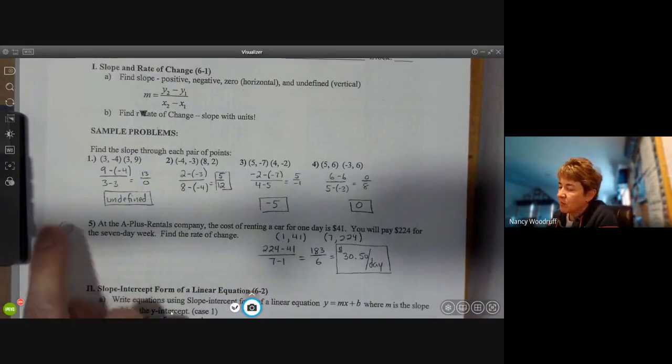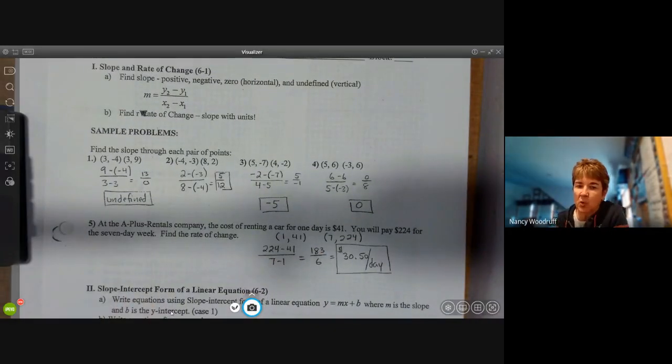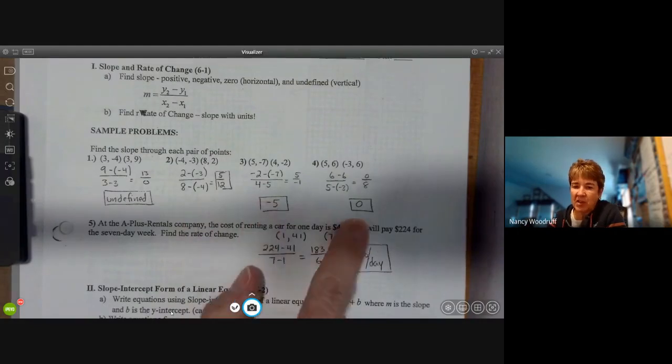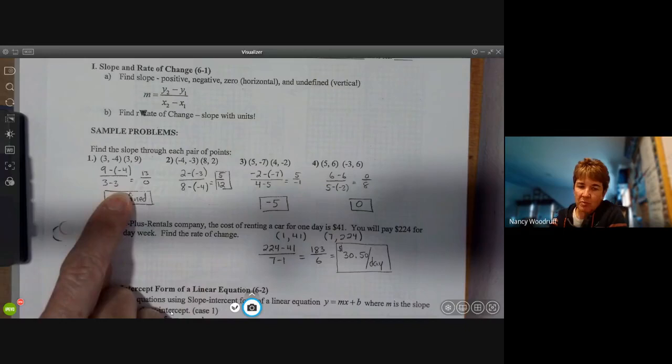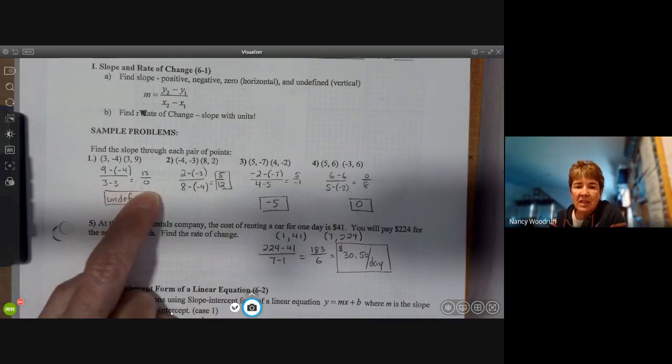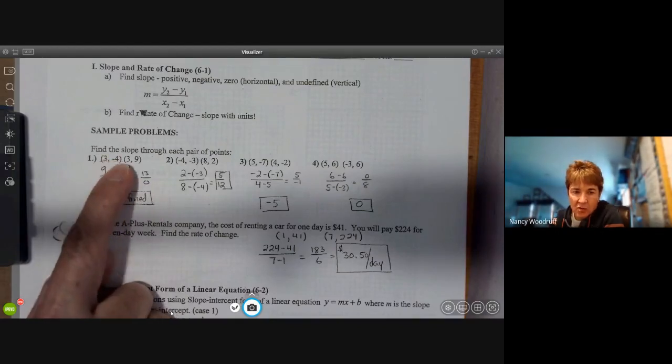So remember, as we're calculating slope, there are basically 4 types of slope. There is a positive slope, which number 2 was. There's a negative slope. There's a 0, which would be a horizontal line. And there's undefined, which would be a vertical line. You can see the vertical line by trying to divide by 0. That means that your x-coordinates are the same.